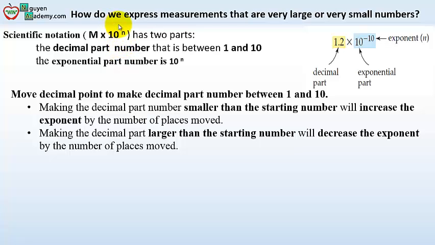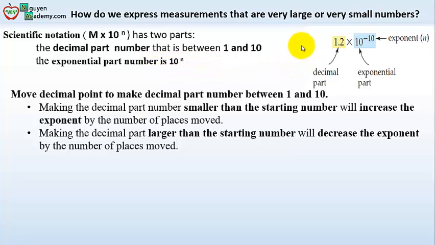How do we express measurements that are very large or very small numbers? We use scientific notation with the format m times 10 to the n power, and it's basically divided into two parts. The first part is the decimal part, a number that is between 1 and 10. And the second part is the exponential part, 10 to the n power.